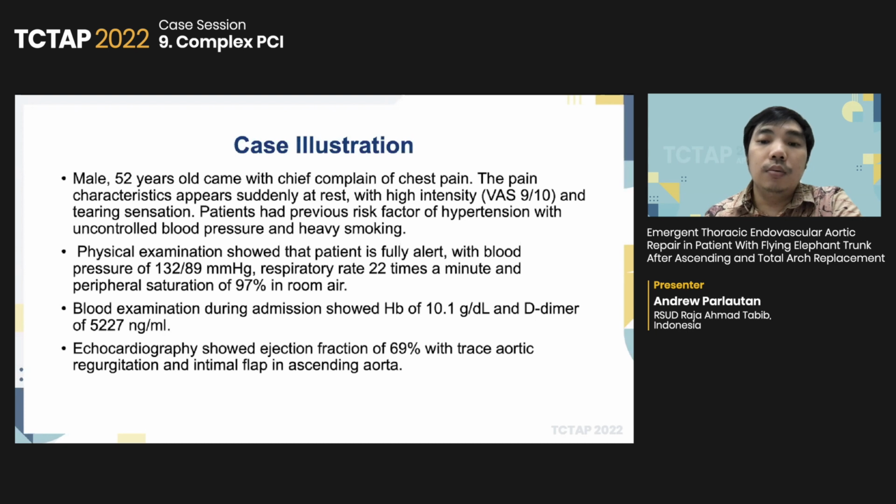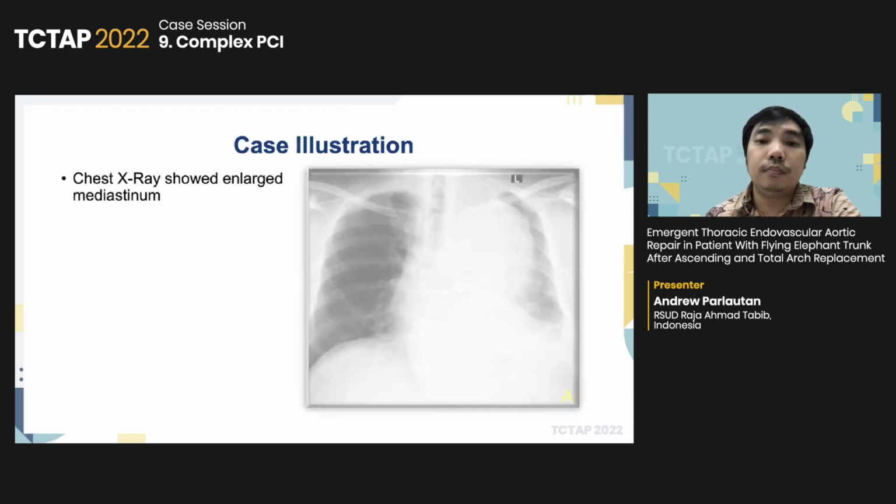From the blood results, we get a decreased hemoglobin level of 10 and also an elevated D-dimer level of 5,000. From the echocardiography, we can see there is still a good ejection fraction of 96% and also a trace aortic regurgitation. And we can see the intimal flap in the ascending aorta.